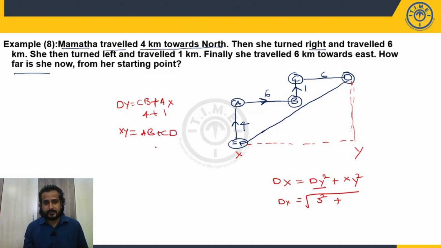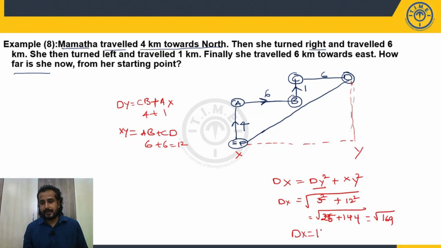So 6 plus 6, how much is it? 12. So 12 square. So 3 square is 9 and 12 square is 4 plus 1, 5, right? So 5 square is 25, 12 square is 144. So under root of 169. So dx is equal to how much? Exactly 13.